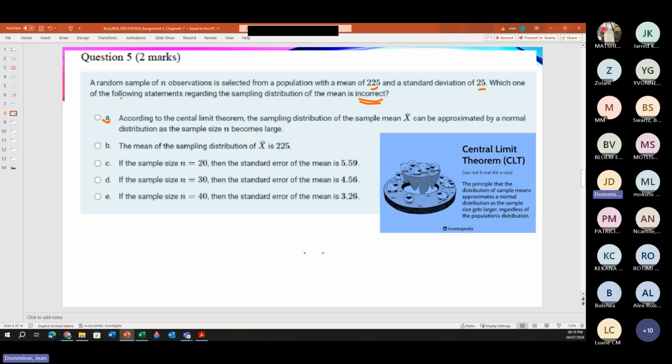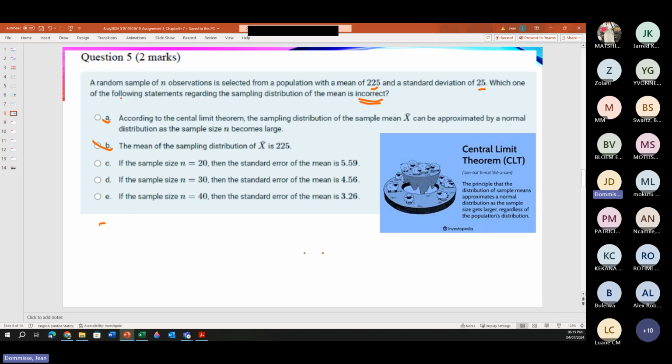Okay, when the mean of a sampling distribution of X is 25, that is correct. If a sample size N is 20, then the standard error is... So let's just look.